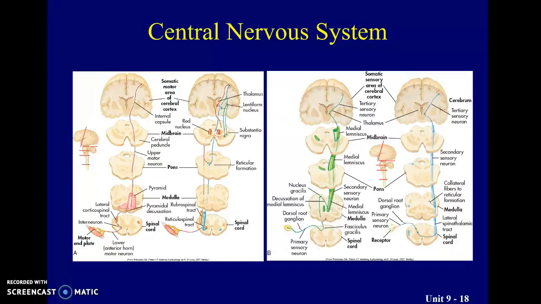This is our primary sensory pathway, in which that decussation is not going to happen up at the level of the midbrain, but that decussation will happen primarily within levels of the spinal cord and medulla oblongata. Before then, those axons make their way up what's called the medial lemniscal pathway, up to the thalamus, and then to the somatic sensory area of the cerebral cortex.